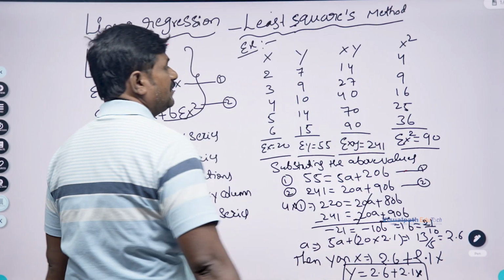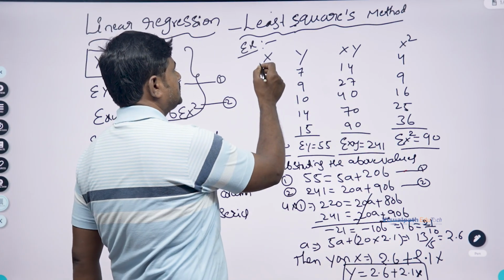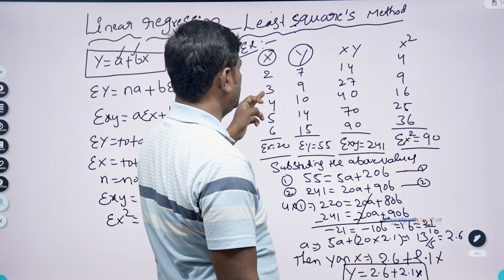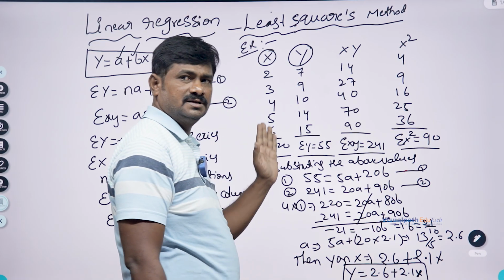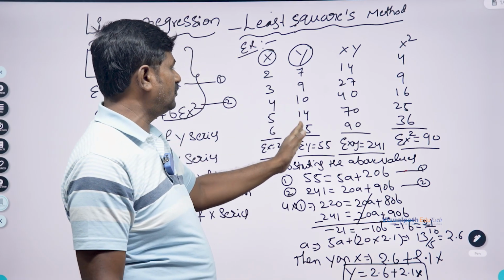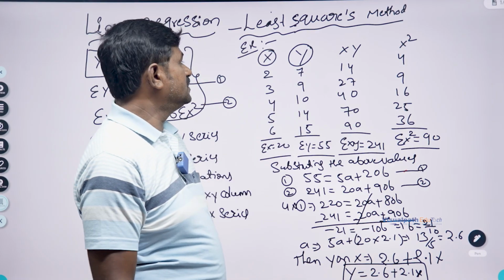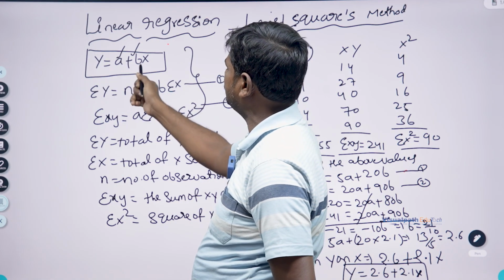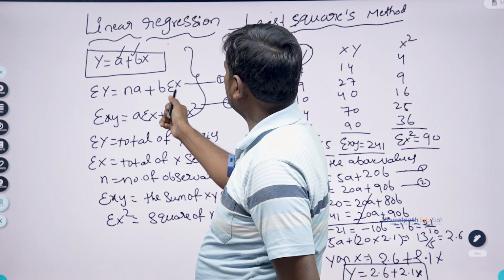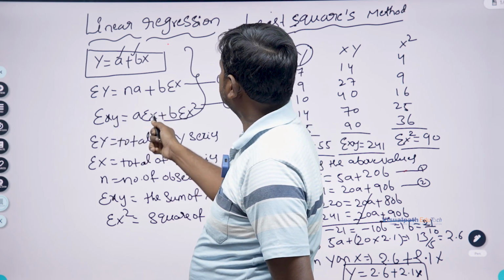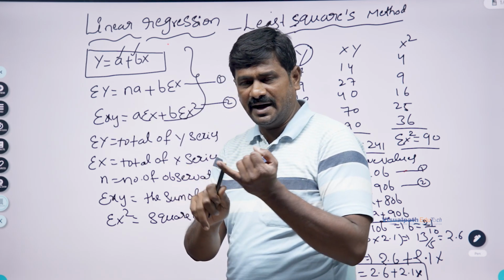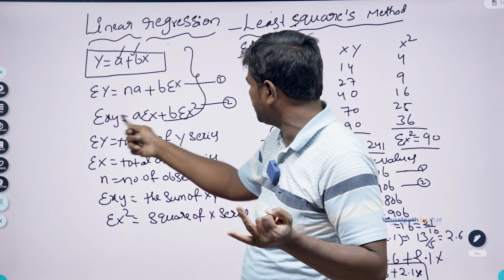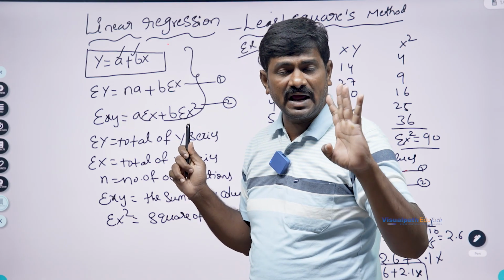Consider one example here, with x series data and y series data. The x values are 2, 3, 4, 5, 6, and the y values are 7, 9, 10, 14, 15. According to the equation, to frame y is equal to a plus bx, we need sigma y, sigma x, sigma xy, and sigma x square. These four values we require.